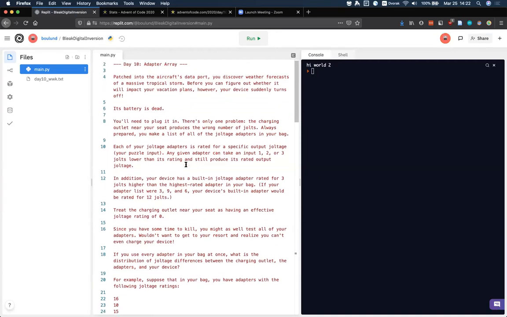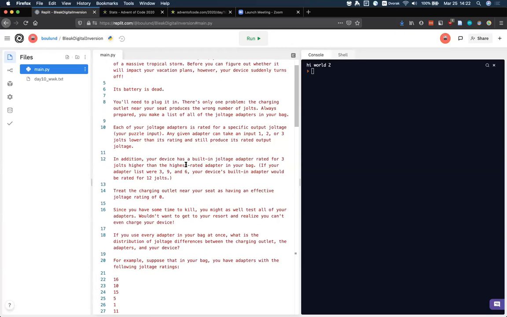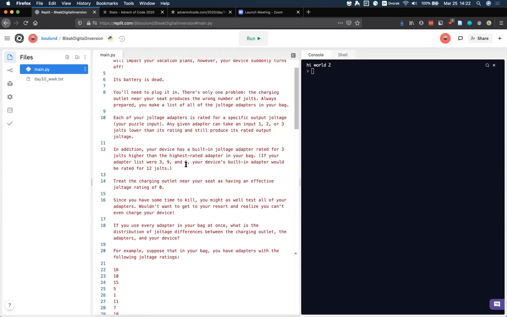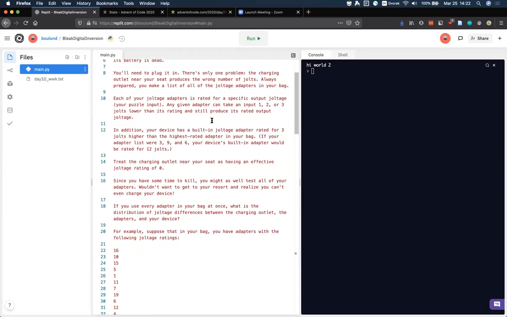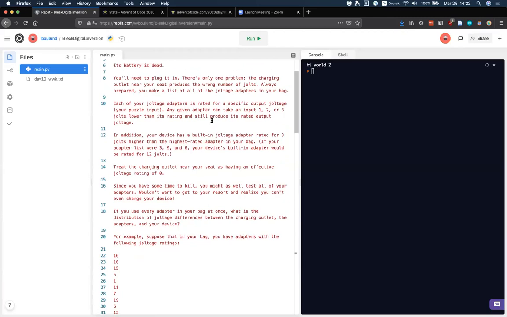There's a bit of introduction, a bit of a story that goes with each of these questions, but basically this question boils down to this: your battery is dead and you need to plug it in. There's only one problem. The charging outlet near your seat produces the wrong number of jolts. Always prepared, you make a list of all of the voltage adapters in your bag. Each of your voltage adapters is rated for a specific output voltage, your puzzle input, which I put into day 10 over here.